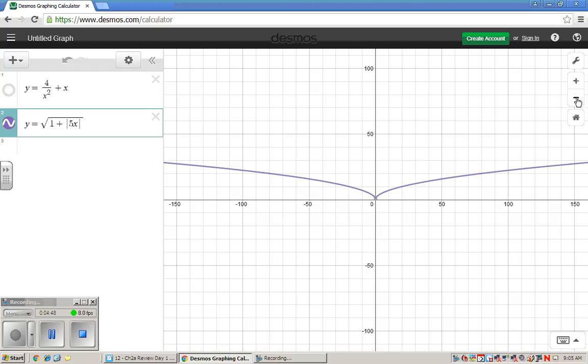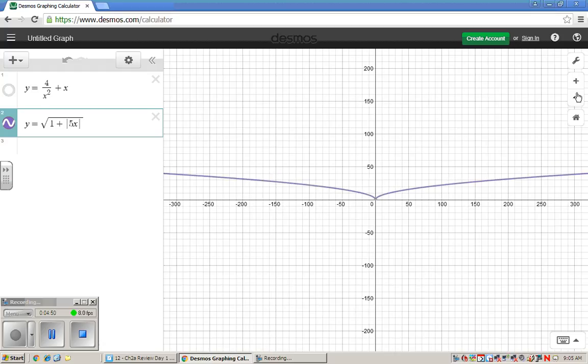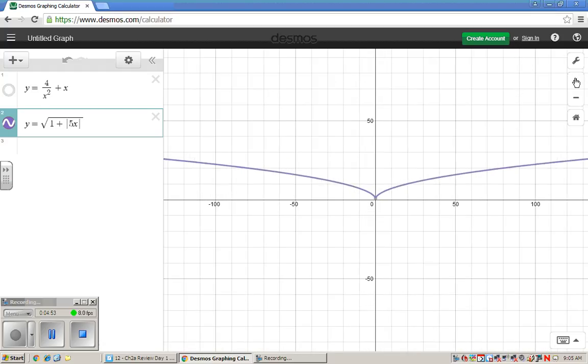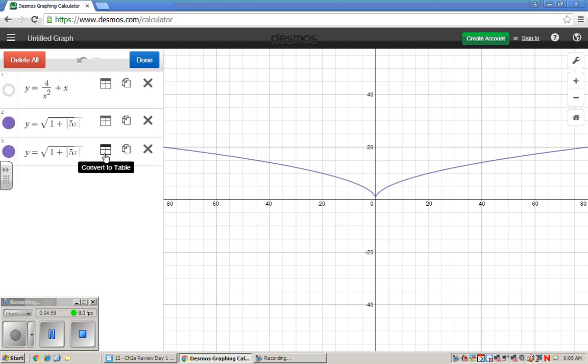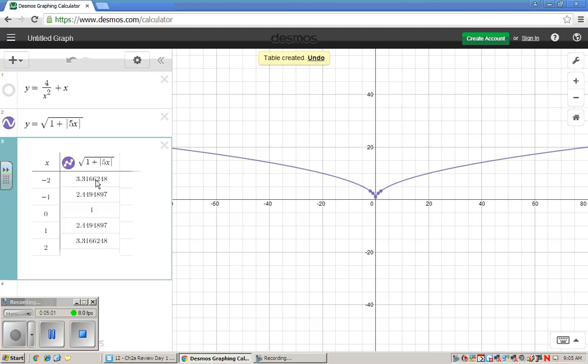So it's definitely always continuous. I can keep going like that. And the other way to check for even, it definitely looks like it has line symmetry, but I can choose to duplicate and add a table, and you'll see that at -1 and 1 I have the same number. At -2 and 2 I have the same output. So this appears even on many levels.